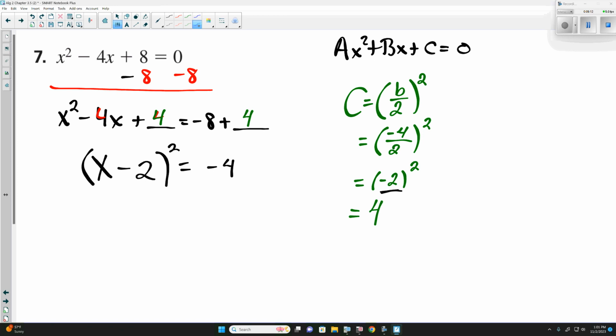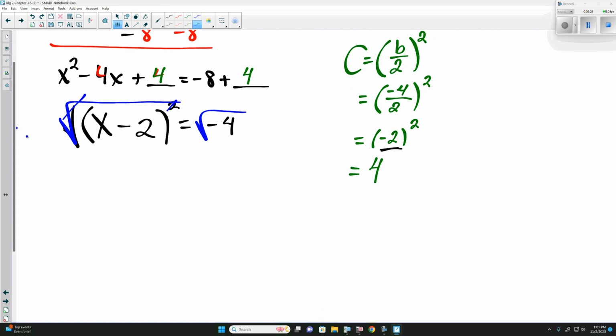Now the next step is to take the square root of both sides. Square root of both sides, because on the left-hand side, the square root and square will cancel, leaving us with x plus or minus, because whenever we take the square root of both sides, we have to include the plus or minus.